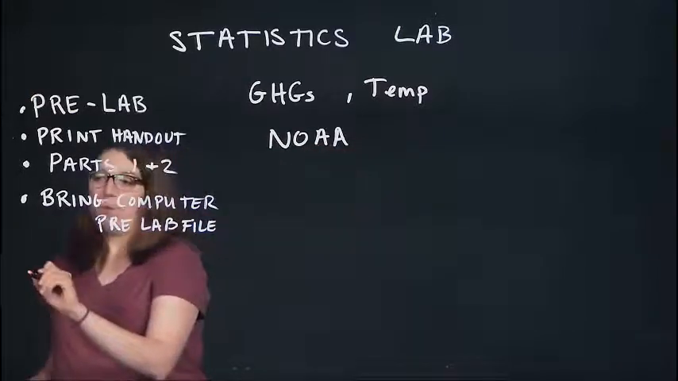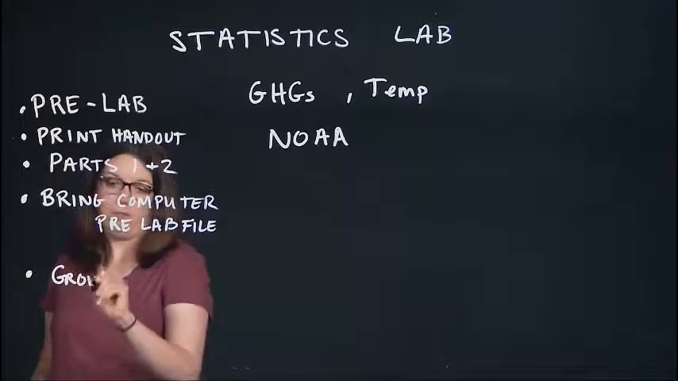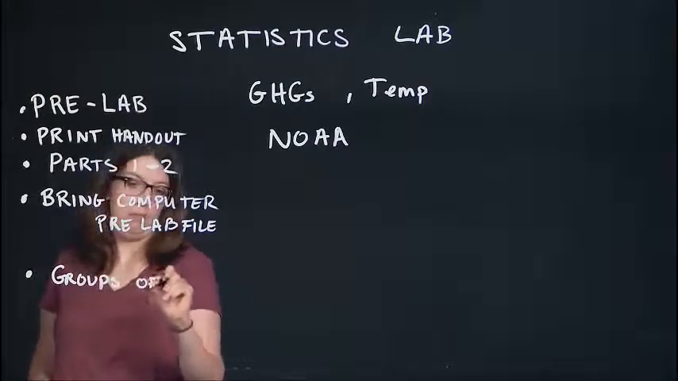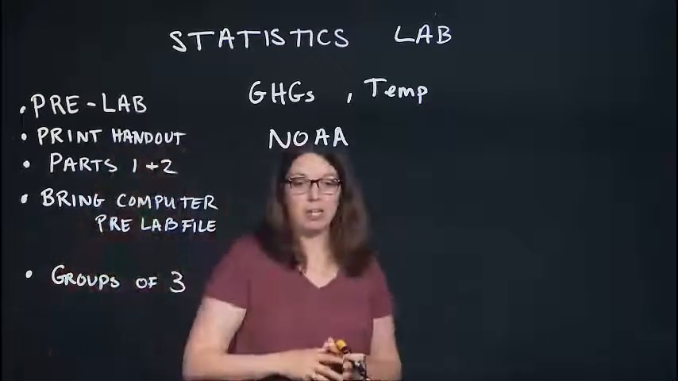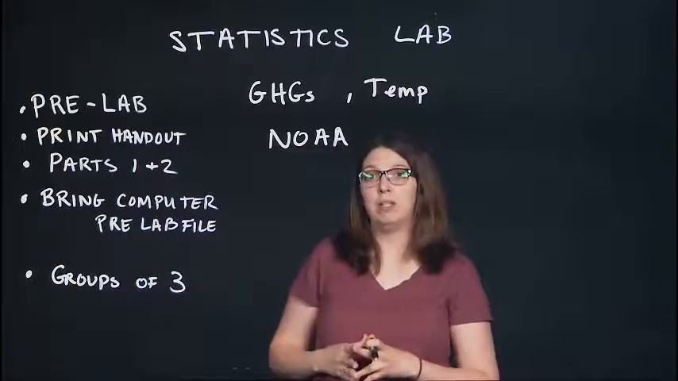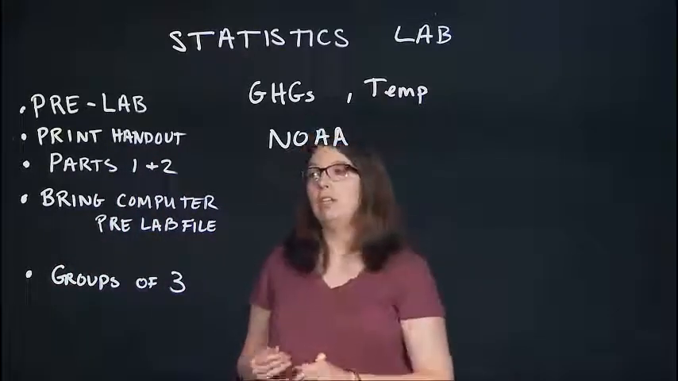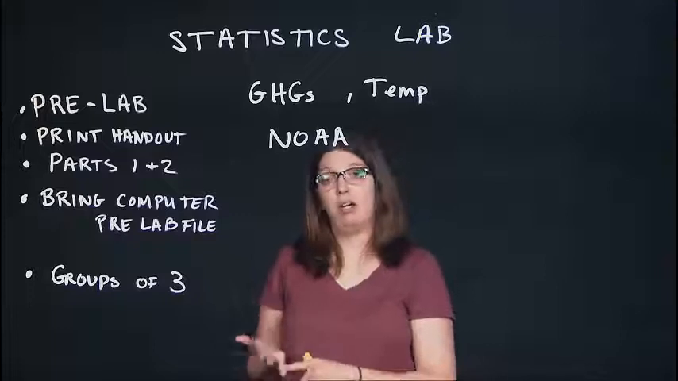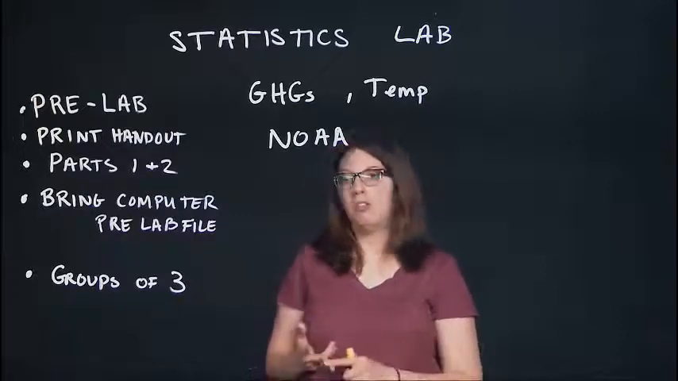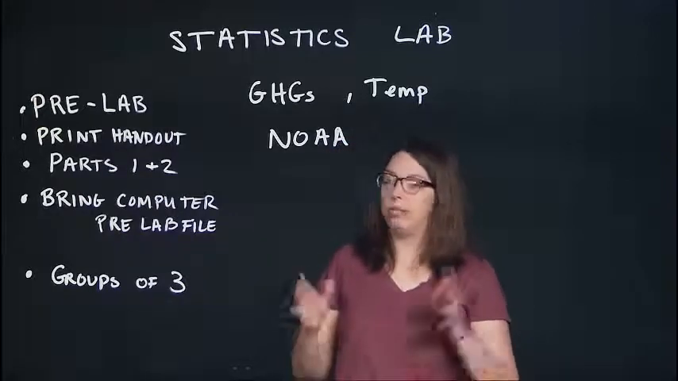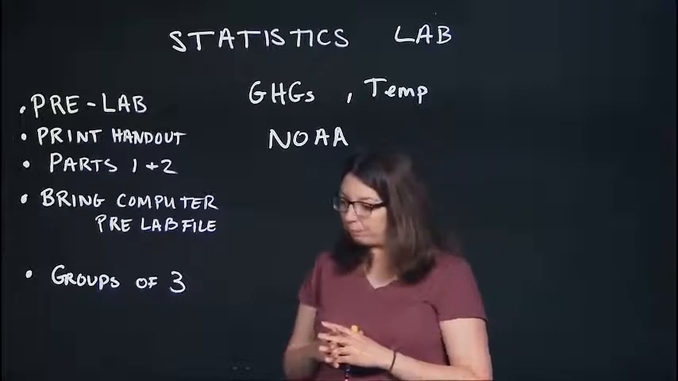Once you get to lab, we're going to work in groups of 3. Groups of 3 because the way the handout is written, we're going to be looking at 3 different greenhouse gases. We're going to look at carbon dioxide, methane, and nitrous oxide. So each person will look at a specific greenhouse gas.